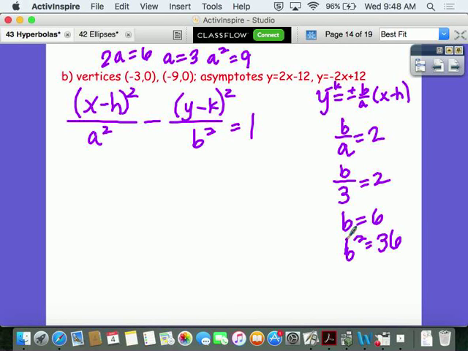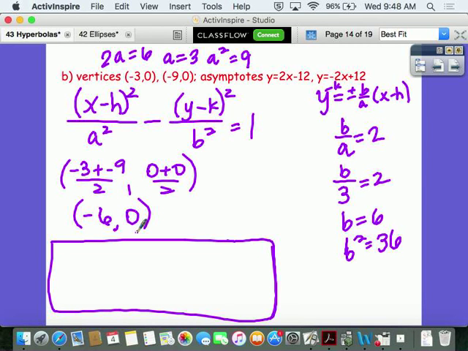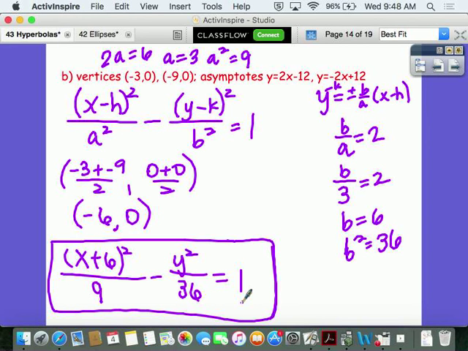What's our center? Negative 6, 0. It's the midpoint between these vertices. My center is at negative 6, 0. So here's my equation. x plus 6 squared over 9 minus y squared. You could put y minus 0 squared, it's fine. Over 36 equals 1.